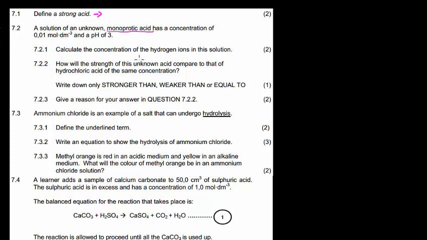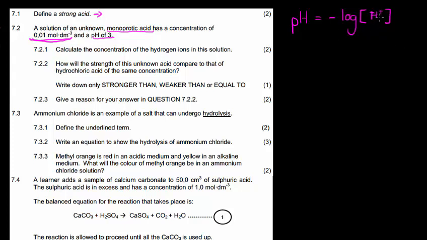A solution of an unknown, look at this, monoprotic acid. I have no idea what that means. Okay, doesn't matter, I don't need to know. It has a concentration of, okay, now they give me the concentration of the acid and they give me the pH. Now they ask me to calculate the concentration of the hydrogen ions. Okay, so what is my pH formula? Okay, OH or just H? H plus. OH and H plus would be the same.